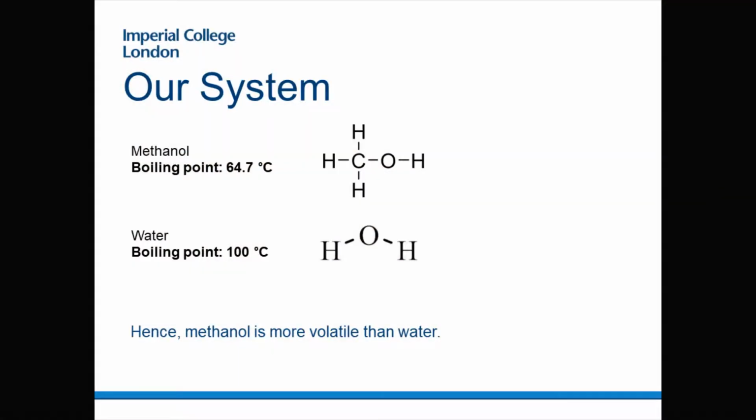The component with a relatively lower boiling point tends to have a higher volatility. Methanol at atmospheric pressure has a boiling point of 64.7 degrees Celsius, which is lower than that of water. Hence, methanol is the more volatile component in this case.